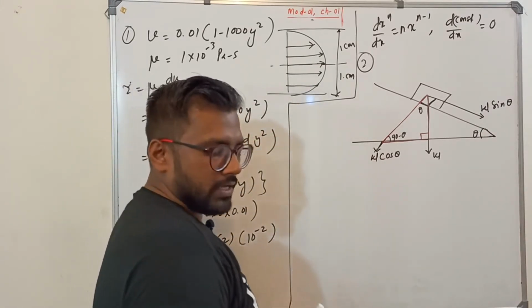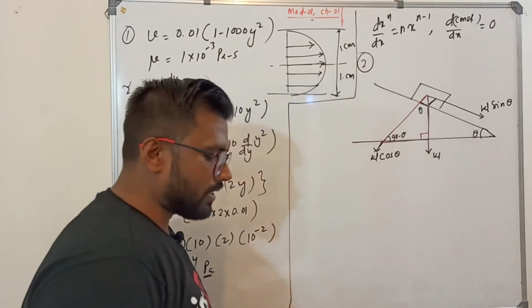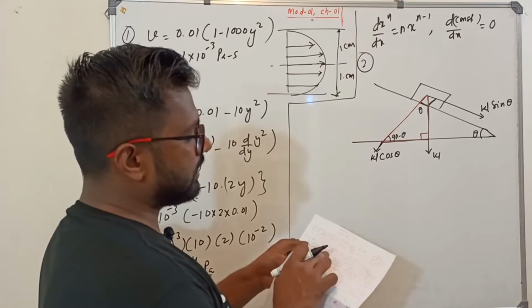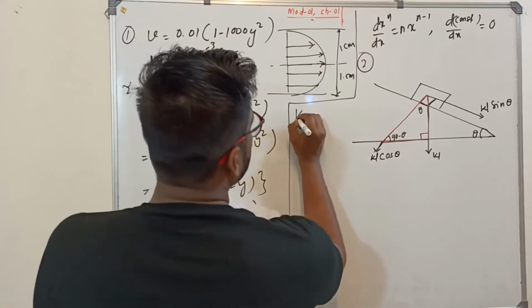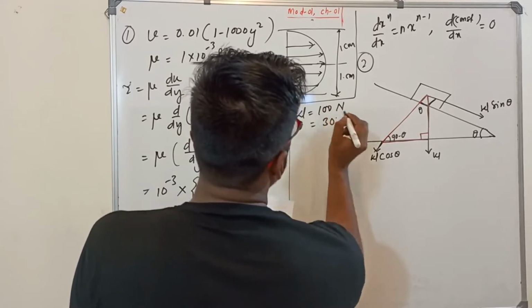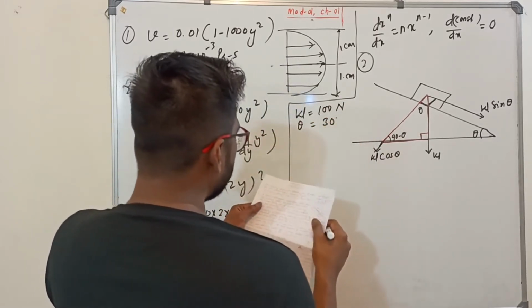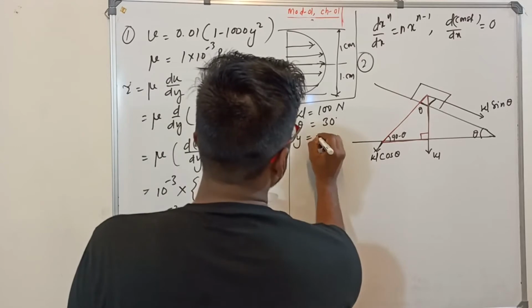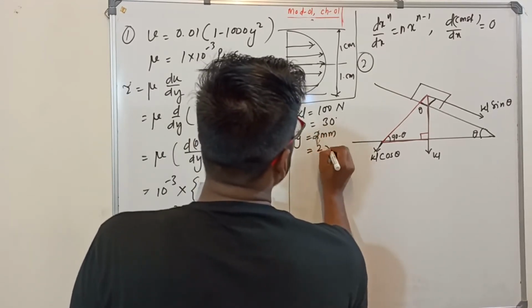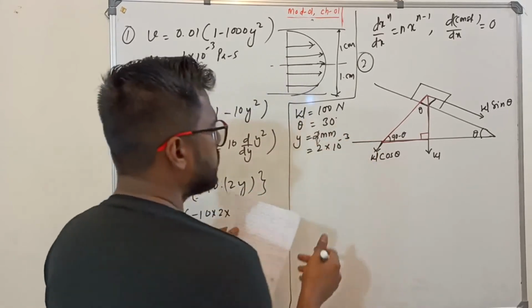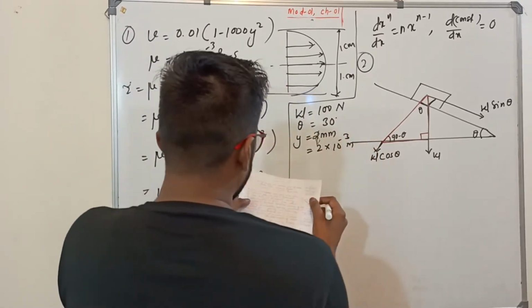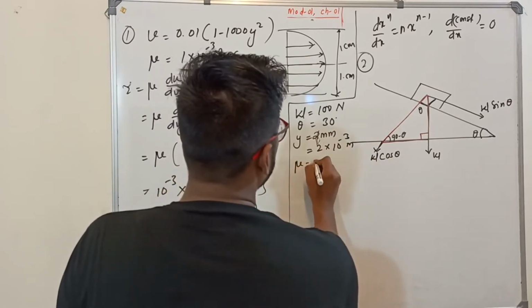Okay. Now if you read the problem, what they have asked: a 100 Newton rectangular solid block slides down a 30 degree angle. Your W is given as 100 Newton. Good. Theta is given as 30 degree. The plane is lubricated by a 2 mm thickness. So y is given as 2 mm. Convert into what? Sir, meter. Everything convert into SI unit. 2 into 10 to the power minus 3 meter. And the viscosity mu is given as 10 poise.